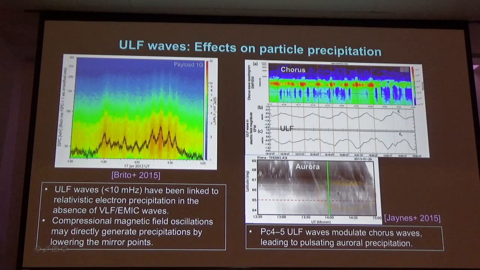And other studies also show that the ULF wave can cause the modulation of the auroral electron precipitation through modulating the high frequency wave. So this is one example showing the modulation of chorus waves by the ULF waves, ultimately leading to the modulation of pulsating auroral electron precipitation.